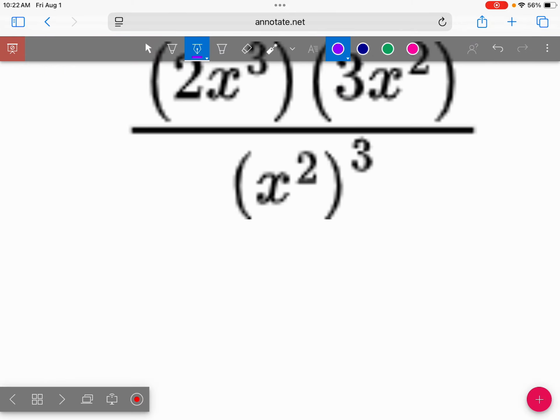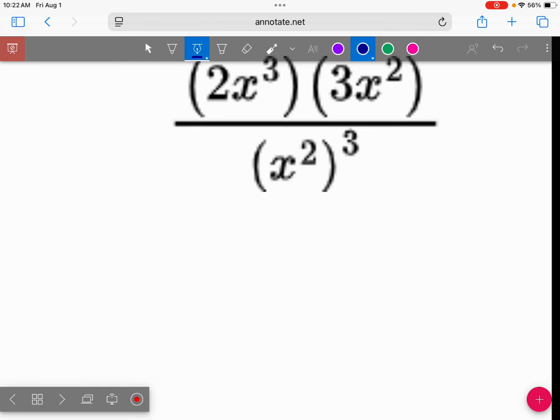All right, let's look at this right-hand one. I've got 2x cubed times 3x squared over 2x squared quantity cubed. What can we do here? I'm just going to put a fraction bar. Ooh, that was really far away. There we go. What can we do here?